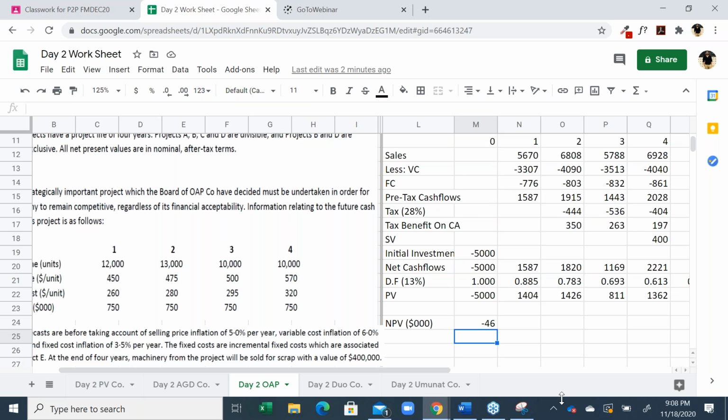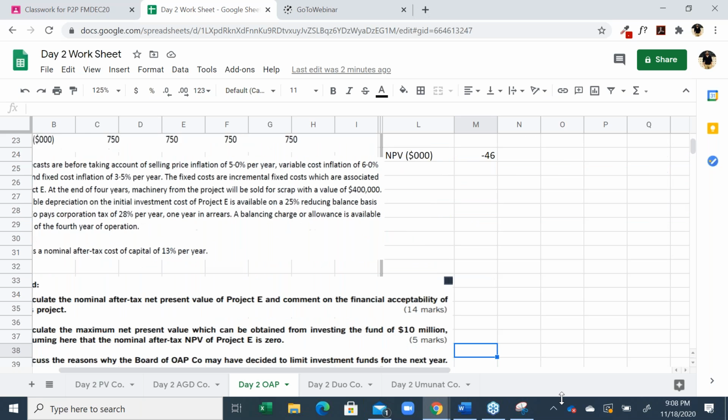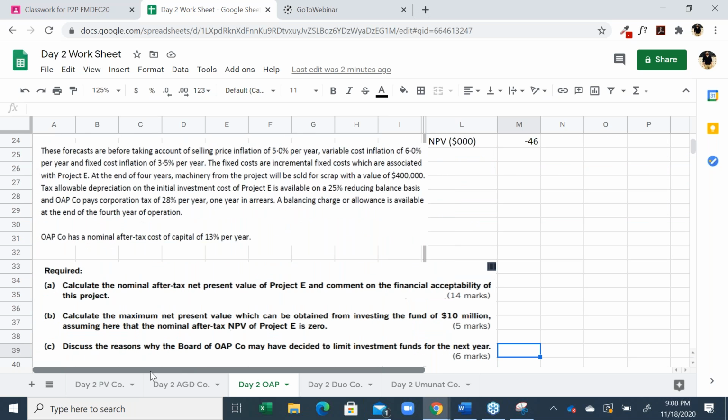Okay, now the second part of the question is related to capital rationing. Calculate the maximum net present value which can be obtained from investing the fund of $10 million, assuming here that the nominal after tax NPV of project E is 0.